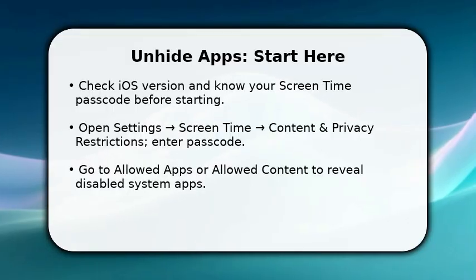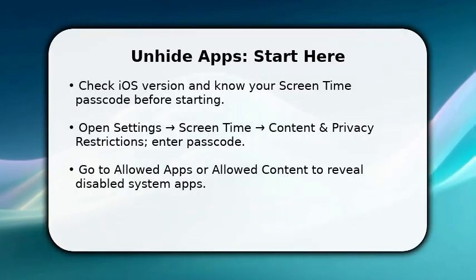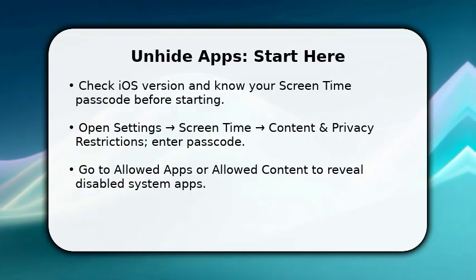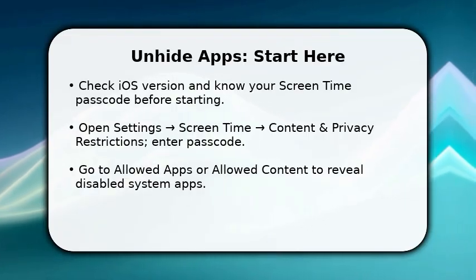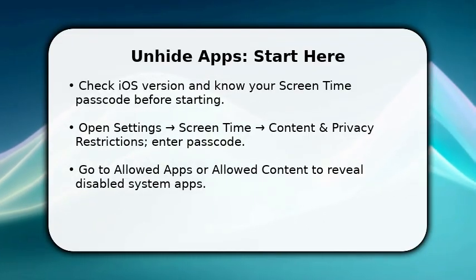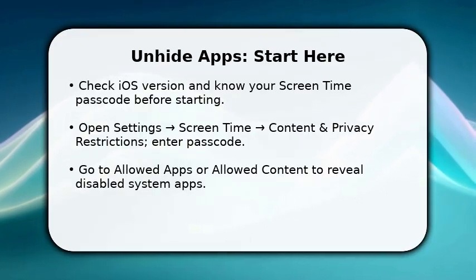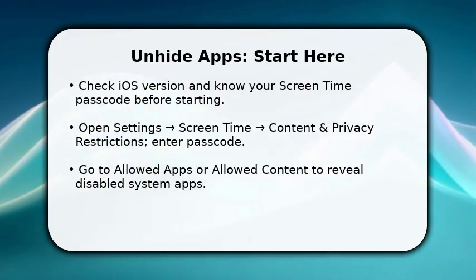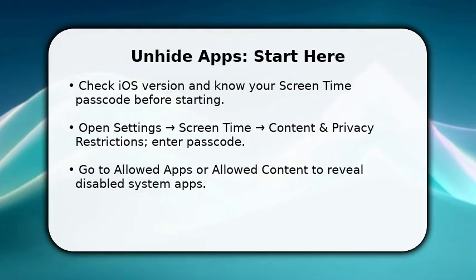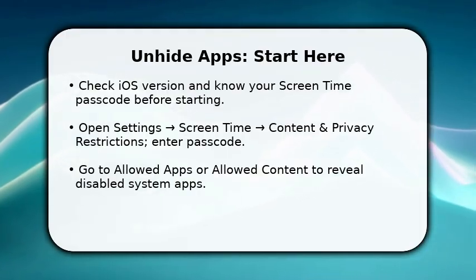You begin by confirming your iPhone is updated and you know the screen time passcode. This unlocks restriction controls. Open Settings, tap Screen Time, then Content and Privacy Restrictions and authenticate. Once done, choose Allowed Apps or Allowed Content to see system-level toggles. Flip any app back on to restore visibility.